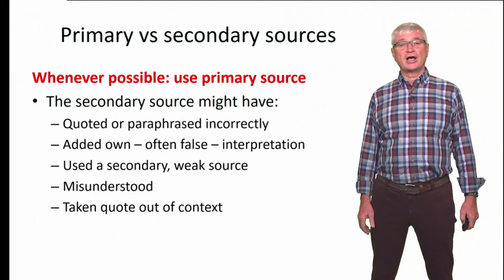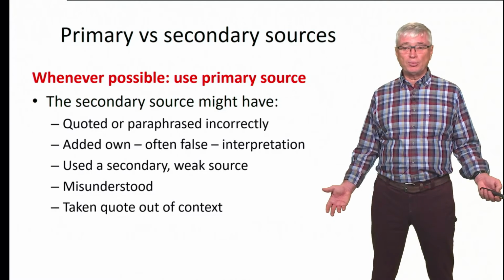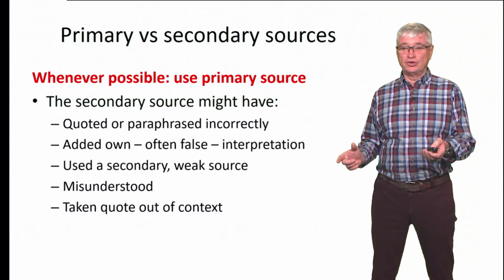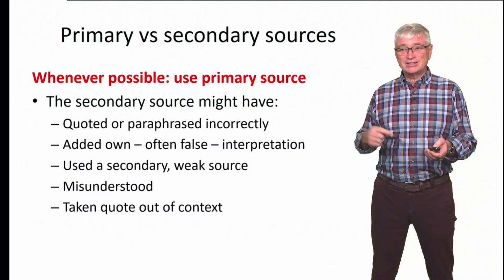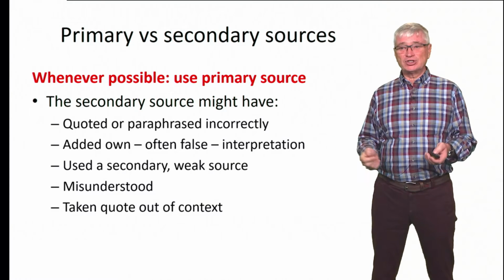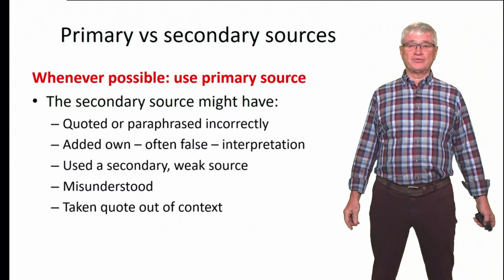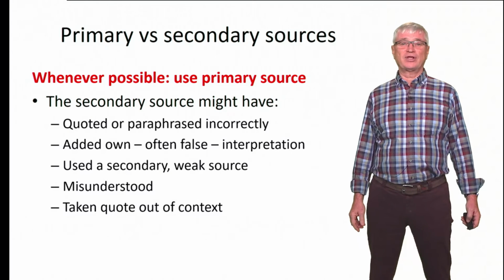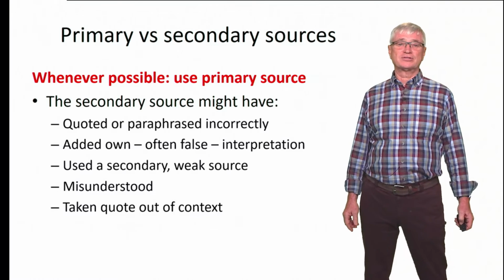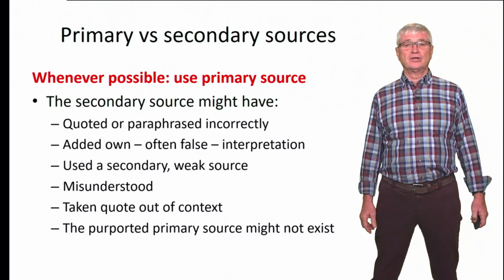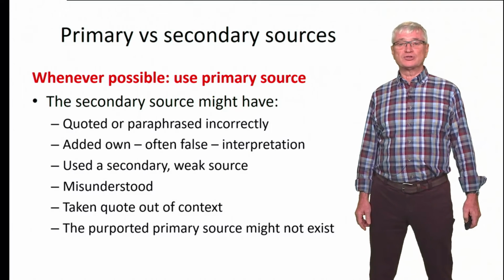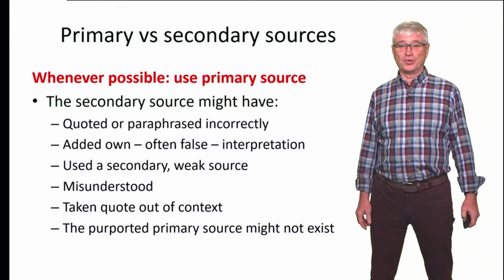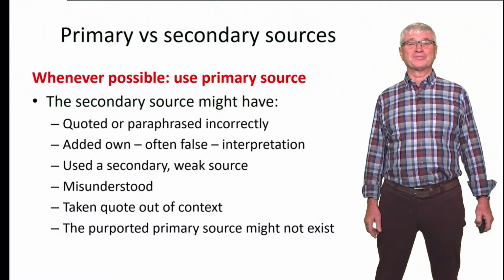Taken the quote out of context. It is very common that suddenly you see that a researcher is given the impression that he means something completely different than what he really means. Very unfortunate. So you take a quote out of context. Avoid that. The purported primary source might not exist at all. That's a no-no again in the academic world.